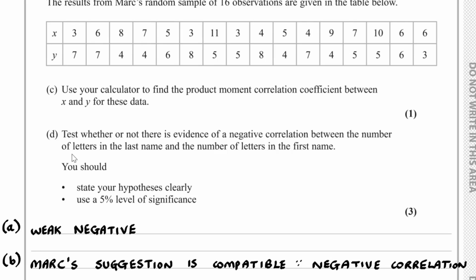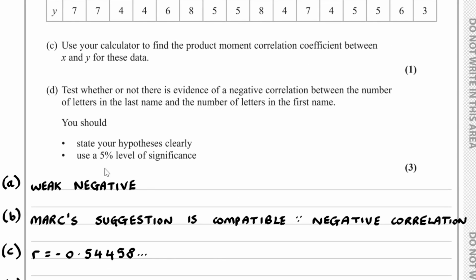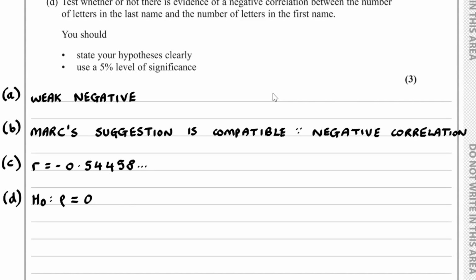And now for part D, we have to test whether or not there is evidence of a negative correlation between the number of letters in the last name and the number of letters in the first name. You should state your hypothesis clearly and use a 5% level of significance. So, for part D of the question, we've got our null hypothesis rho is equal to 0, no correlation. And then our alternate hypothesis, H1 rho is less than 0.